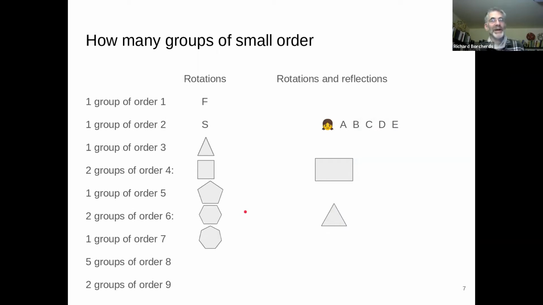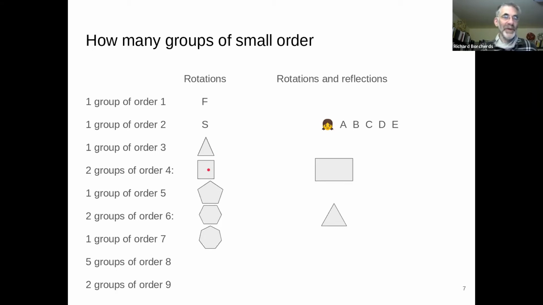And you can continue this and ask, for each small order, how many groups of that order are there? There's always at least 1 group of any given order, because you can take an n-sided figure. For instance, for order 7, you can just take a 7-sided polygon and just look at its group of rotations. It's not quite clear what the symmetries of a 7-sided polygon are, because you could either just look at rotations, or you could look at rotations and reflections. So you get a group of order 7 and a group of order 14. But there's at least 1 group of every order.